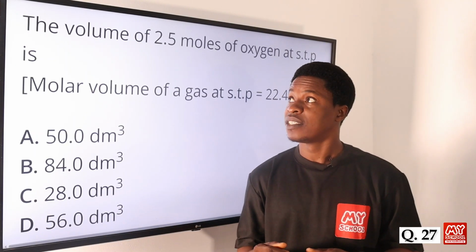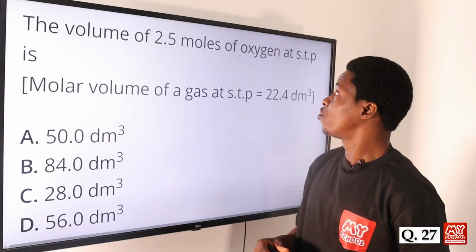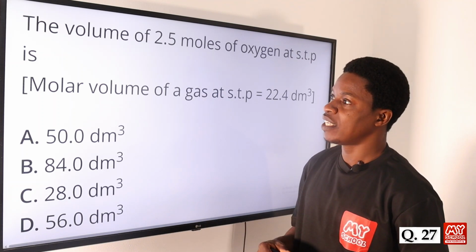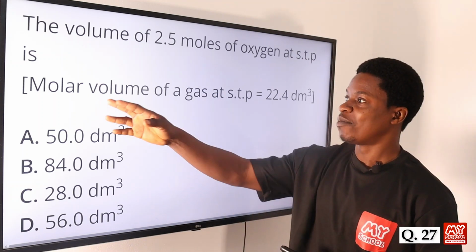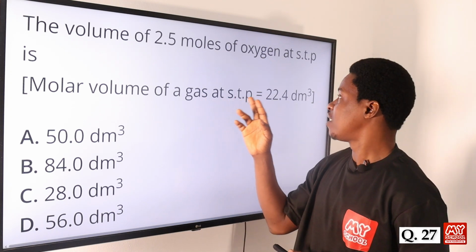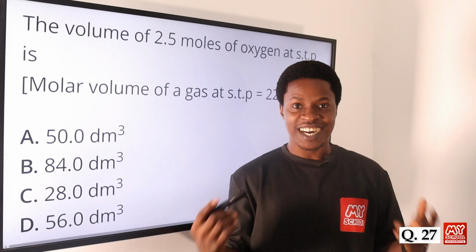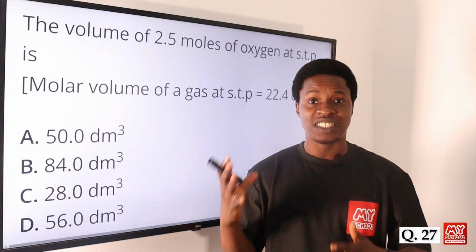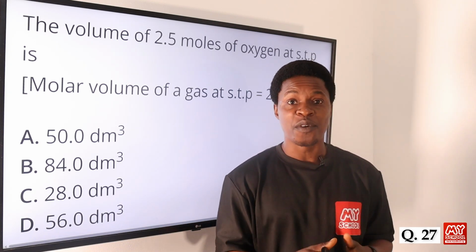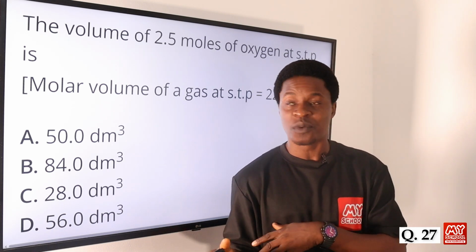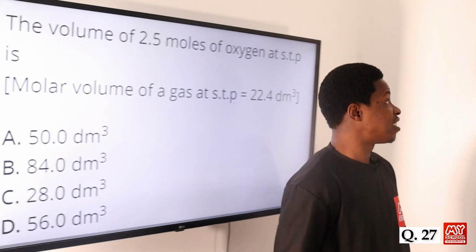Question 27. The volume of 2.5 moles of oxygen at STP, standard temperature and pressure, is what? Molar volume of a gas at STP is 22.4 dm3. Well, they say there are different ways of killing a rat. So we have different approaches to solving this, but you go for the easier one or the easiest one. Let's look at the board and see the first approach.